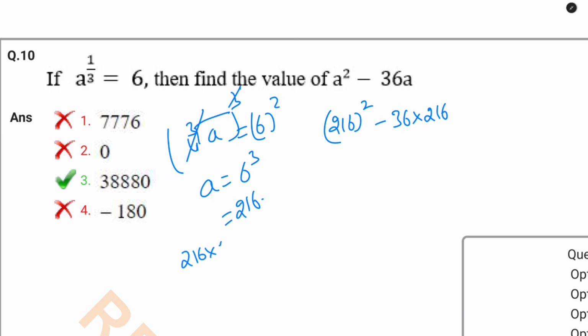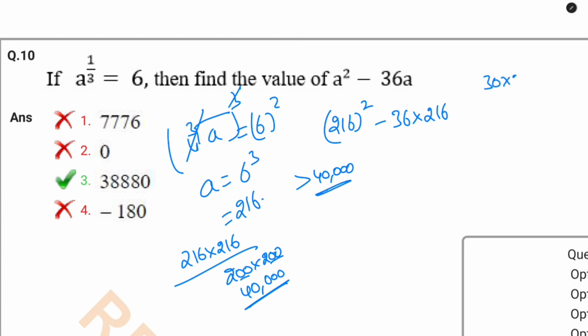So 216 into 216. Similar to 200 into 200, it will be 40,000. So here 4 zeros, 2 into 2, 4. So this will be greater than 40,000. So here 30 into 200 will be more than 6,000. So that means the answer should be greater than 30,000. Only one option is available, that is option 3. You can do the whole calculation, but instead of wasting time, you can simply calculate like this.